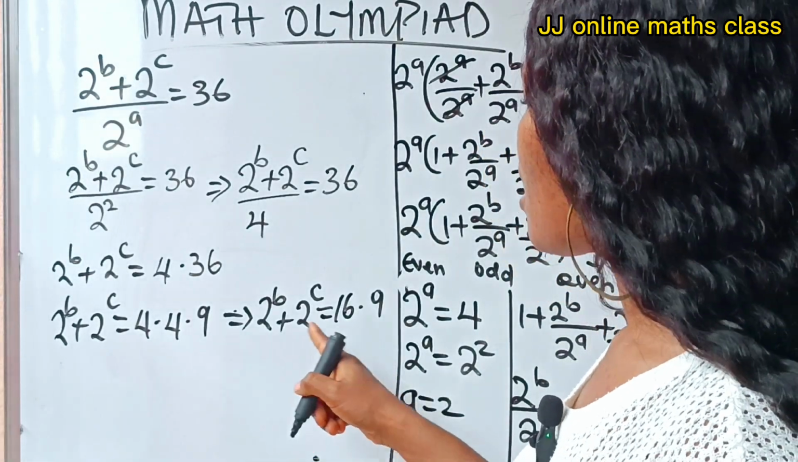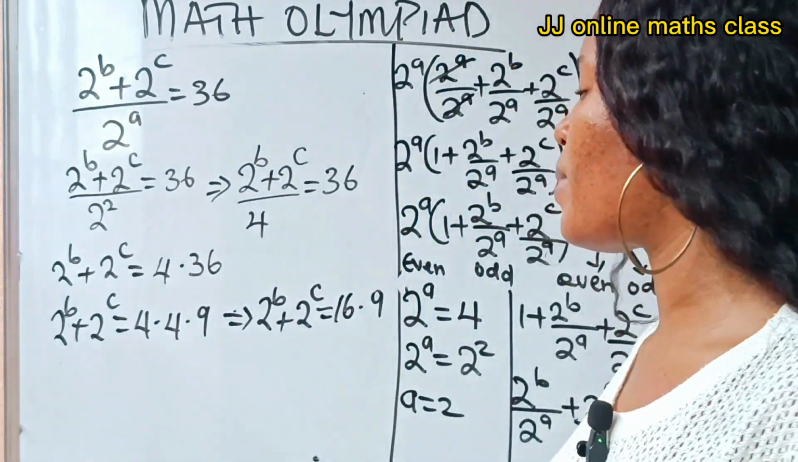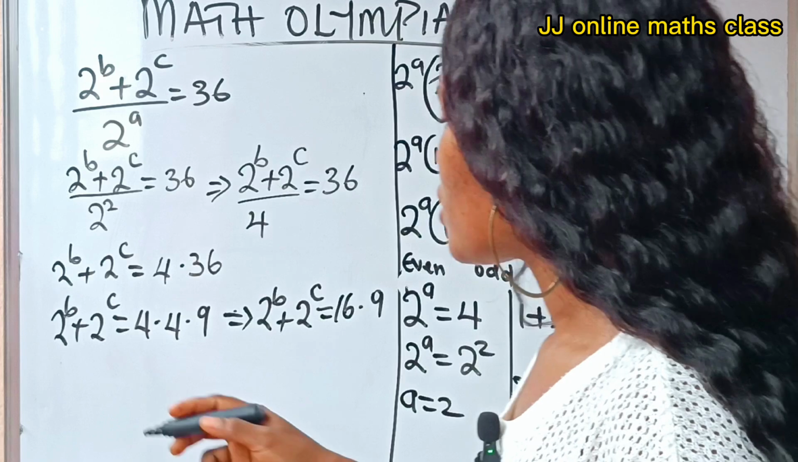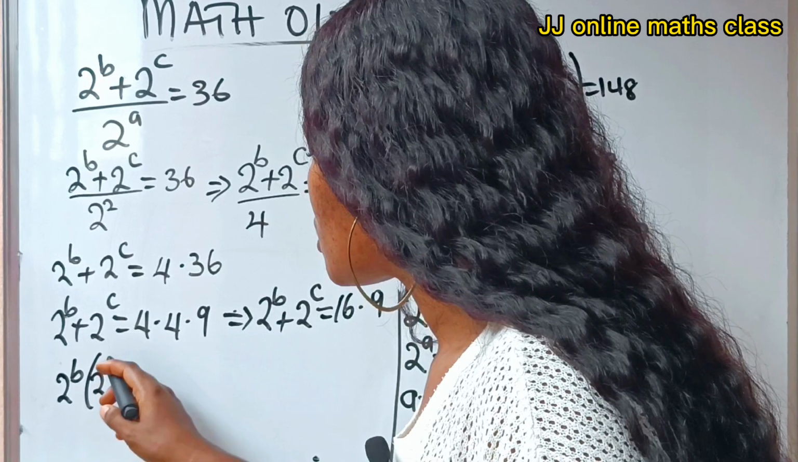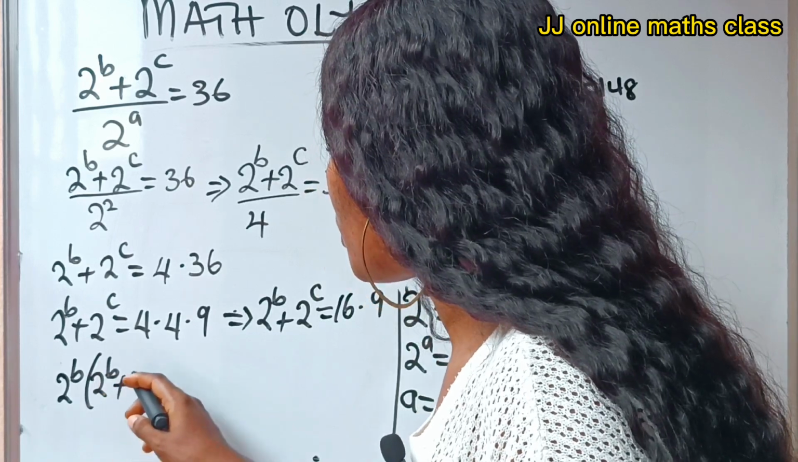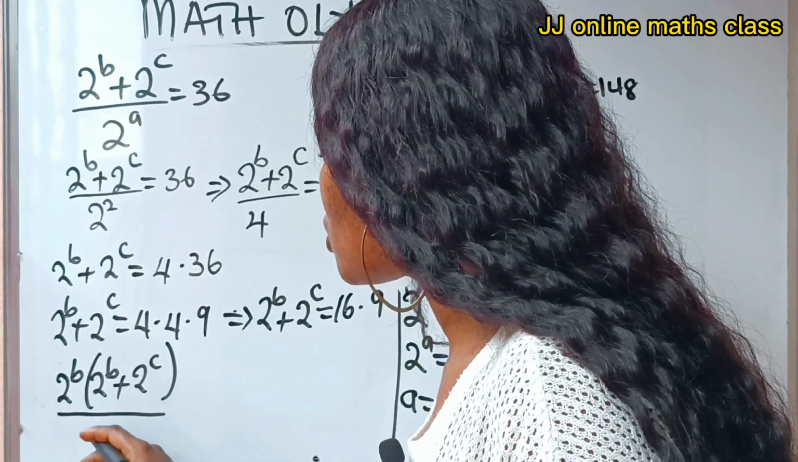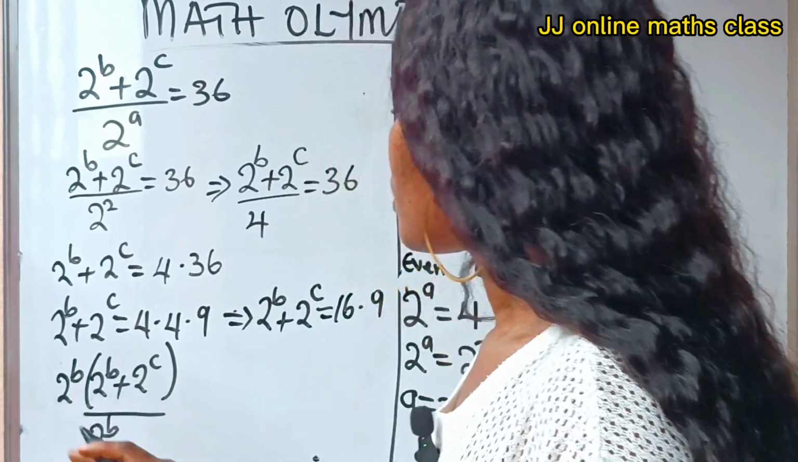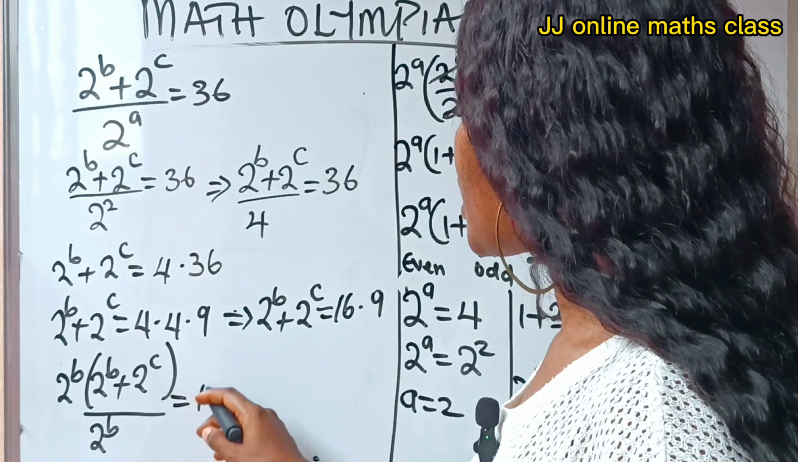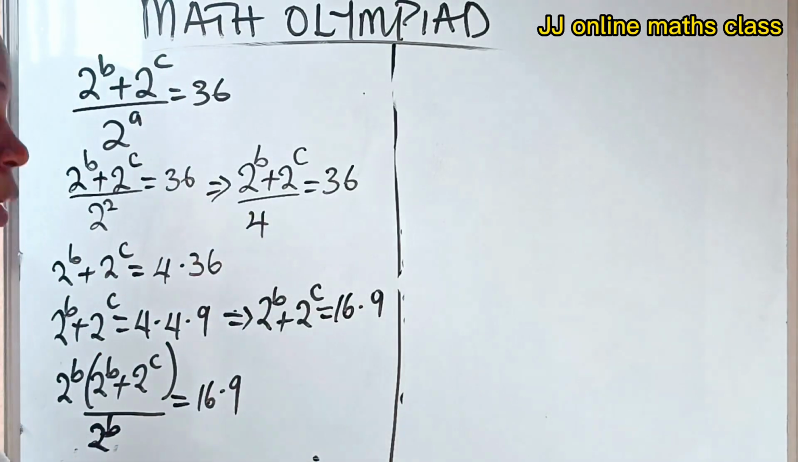We are going to divide the left hand side of the equation. We're going to multiply and divide it by 2 to the power of b. So we now have that 2 to the power of b bracket 2 to the power of b plus 2 to the power of c, everything divided by 2 to the power of b, is equal to 16.9. Okay, so this is what we have here.